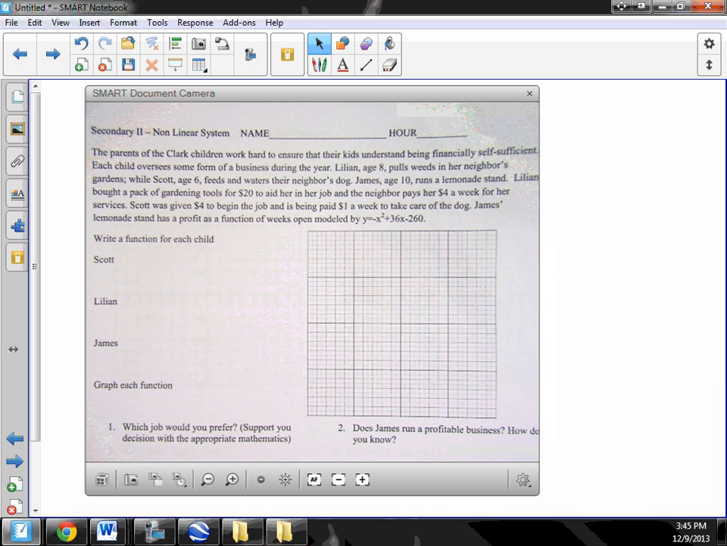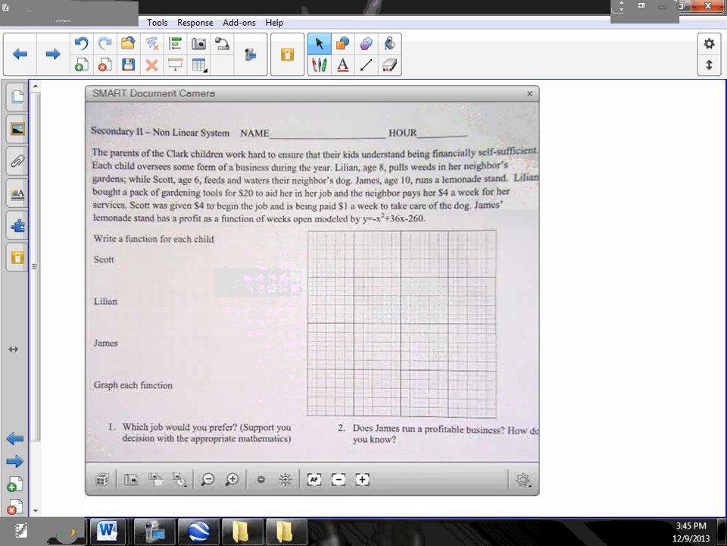Follow along on this worksheet. We're going to do a good portion of it together, and then you'll have just a small assignment for your own. The parents of the Clark children work hard to ensure that their kids understand being financially self-sufficient.